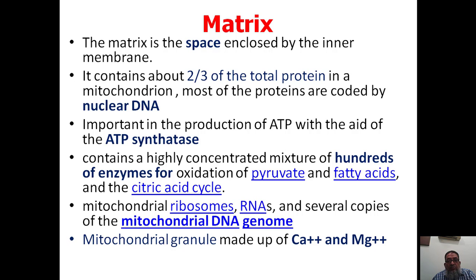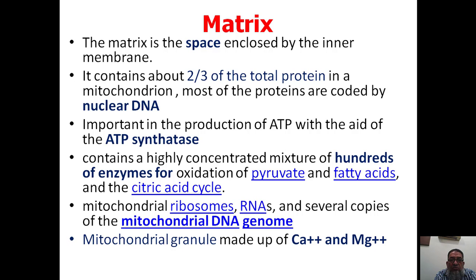Important in the production of ATP with the aid of ATP synthetase. It contains a highly concentrated mixture of hundreds of enzymes for oxidation of pyruvate and fatty acid and the citric acid cycle.